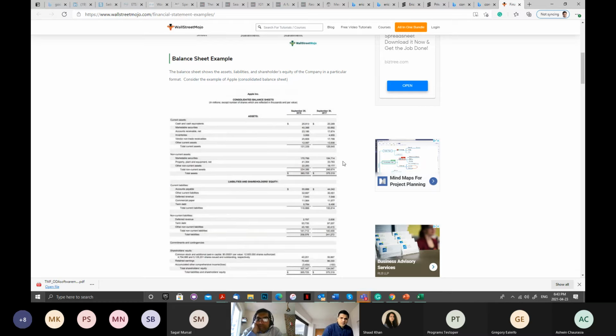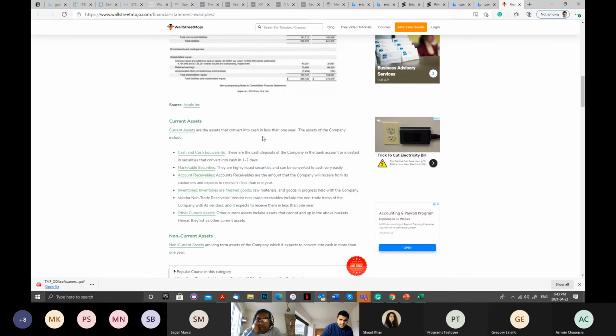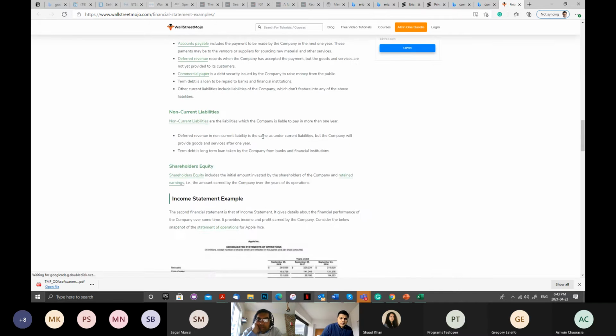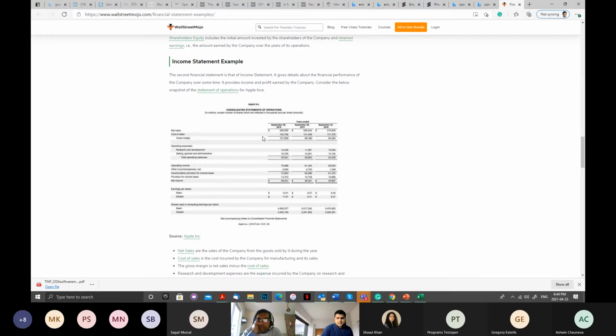These are some of the examples that I shared with you guys yesterday, right? So the balance sheet is something that we learned in our last session. And then what we learned was the income statement. The balance sheet is going to give you the company's strength at a given point in time.